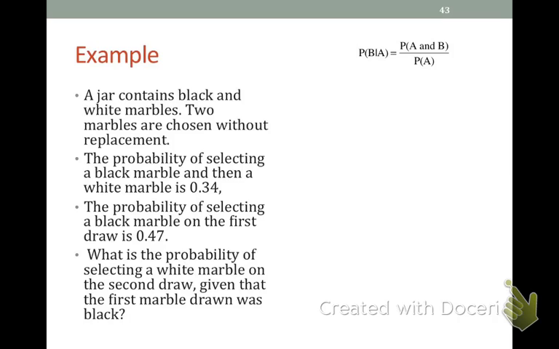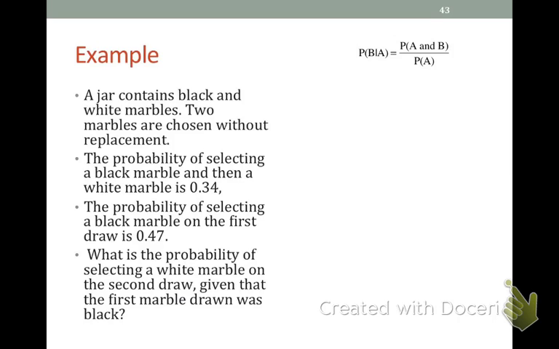So with this one, we're going to try to figure out the nomenclature, what's going on. Here we go. A jar contains black and white marbles. And there are more than 2 marbles. There's a whole bunch of marbles in there. We don't know how many there are. We're just going to give you the probabilities of pulling them, okay? So don't assume there's just like 3 marbles. I don't know how many there are.